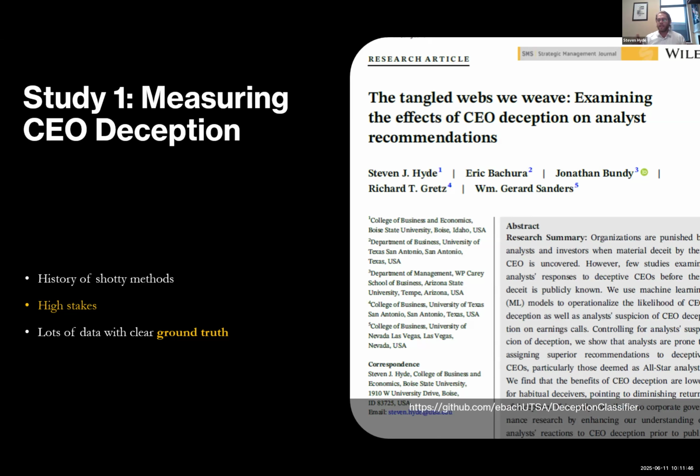Additionally, we have a lot of data and we can get a very clear ground truth. I can take a conference call and say, hey, at the time of that conference call, that CEO committed fraud. I know he did because we can prove it afterwards. So therefore, that's a lie. So the ground truth is really, really clear. So it made it ideal for machine learning.